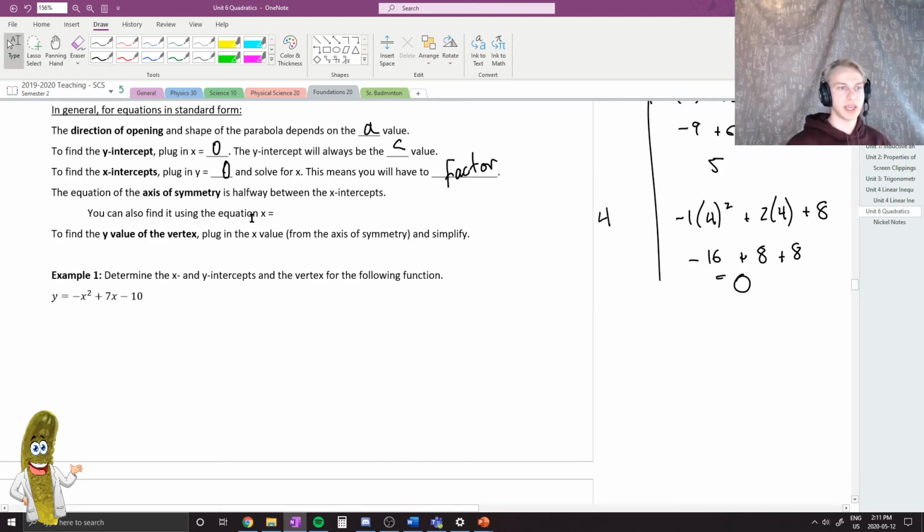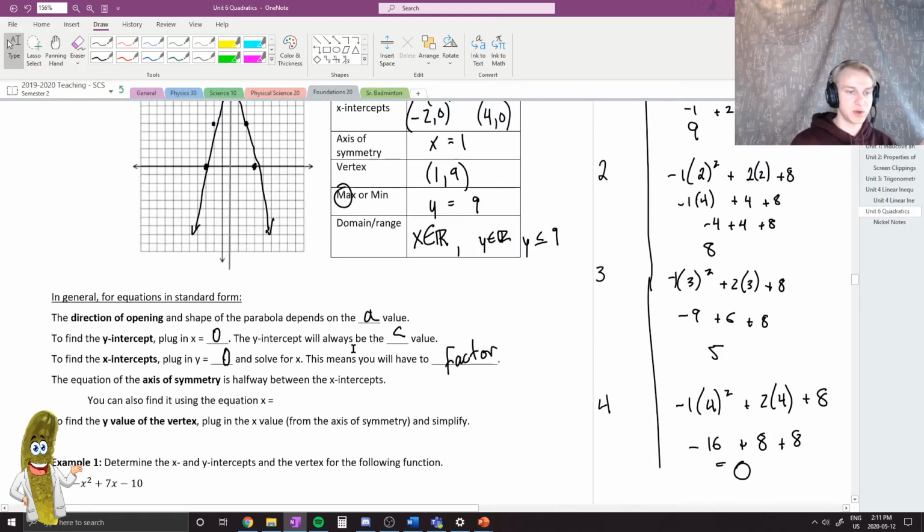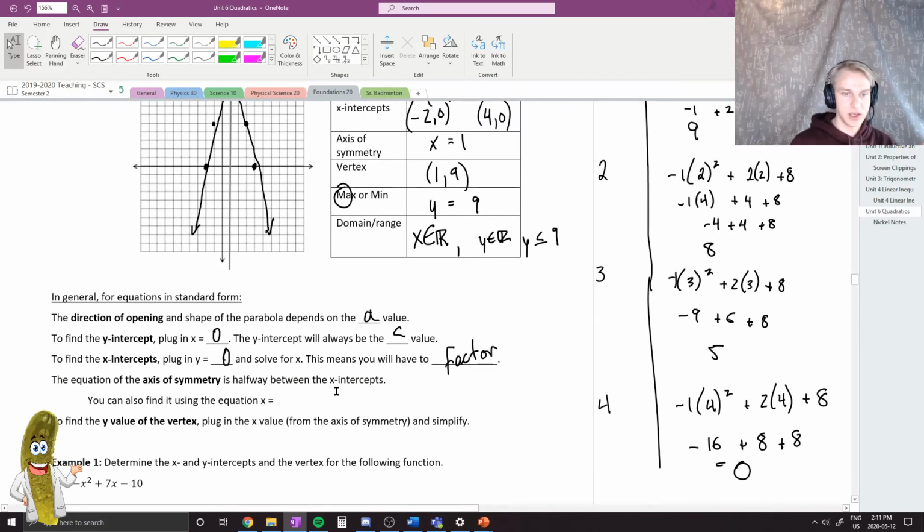The equation for the axis of symmetry is halfway between the x-intercepts. And you can actually find the axis of symmetry if you know the x-intercepts. You can find that using the x-intercept 1 plus the x-intercept 2, and you divide that by 2. That can be one of the equations that you use.